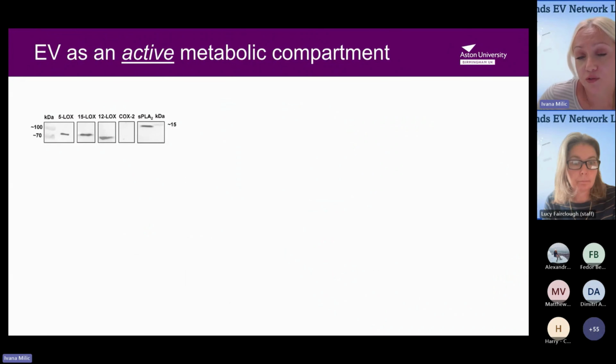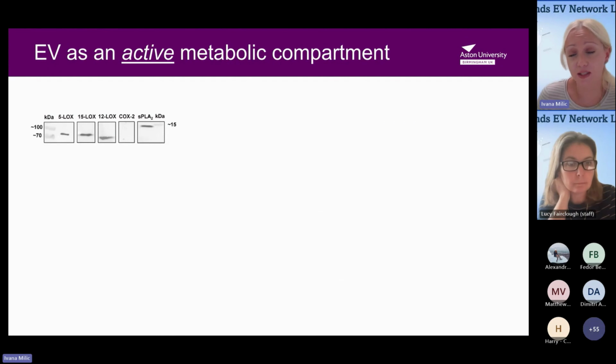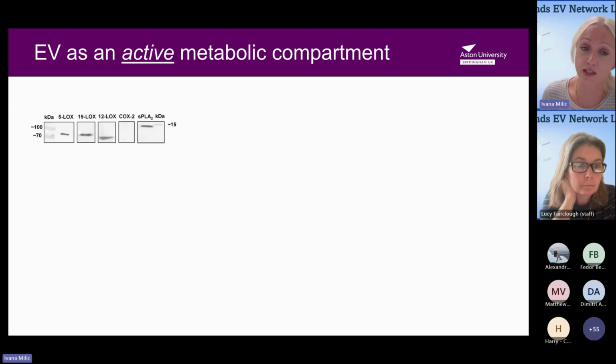These lipid mediators of inflammation are produced by enzymatic action. So naturally, we asked ourselves, well, are the enzymes present within EVs as well? And the easiest thing to do at the time was to do a Western blot for the different enzymes. And you can see that this family of lipoxygenases, which is important for the synthesis of the pro-resolving but also pro-inflammatory lipids, was enriched in our EV preps.